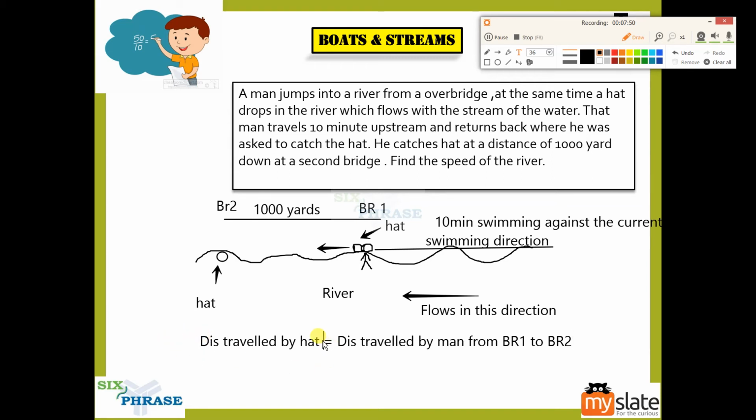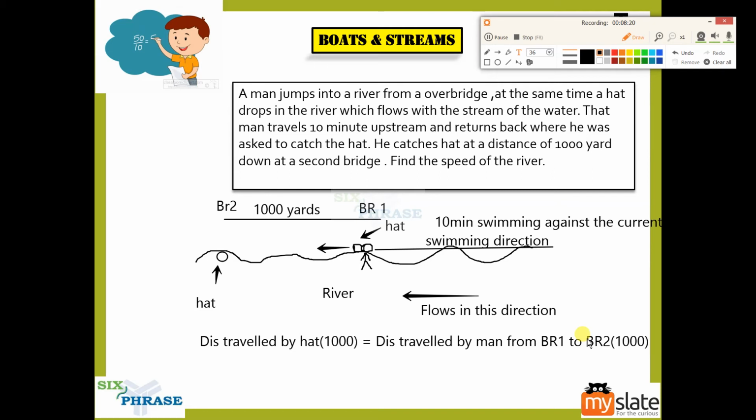So I can make this hat distance to be 1000 yards. Now, what is the distance traveled by the man from BR1 to BR2? That is also 1000 yards, right? So I can make this again to be 1000 yards. So this is what is happening here. The distance traveled by the hat is 1000, and the distance traveled by the man from BR1 to BR2 is 1000.